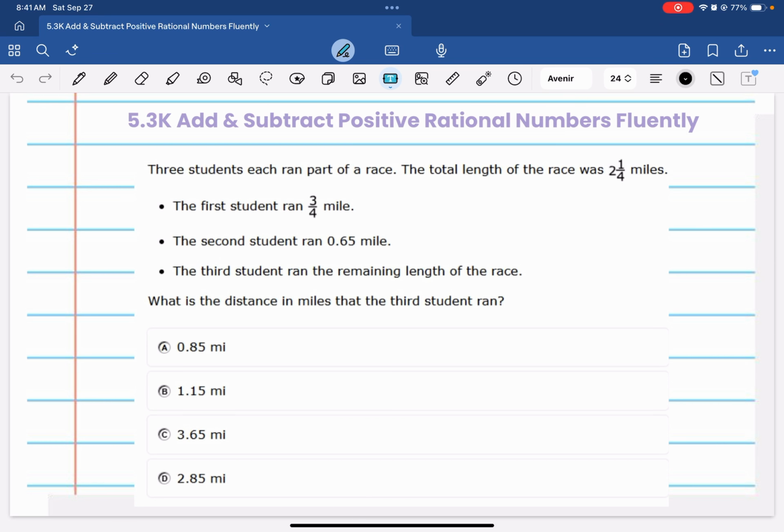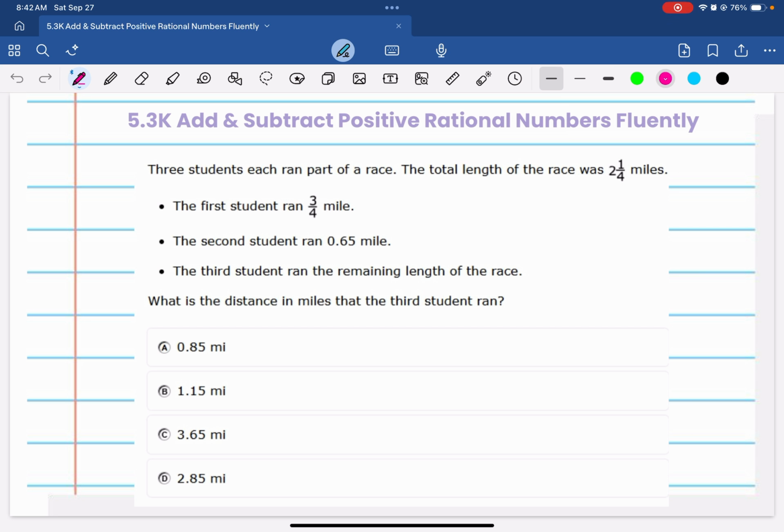Today's video will focus on adding and subtracting positive rational numbers fluently. This comes from TEK 5.3K. So in my class so far, we have added and subtracted positive decimals, which is a rational number. We've added and subtracted positive fractions, which is also rational numbers. When you get to junior high, it includes decimals, fractions, and then percent will be introduced.